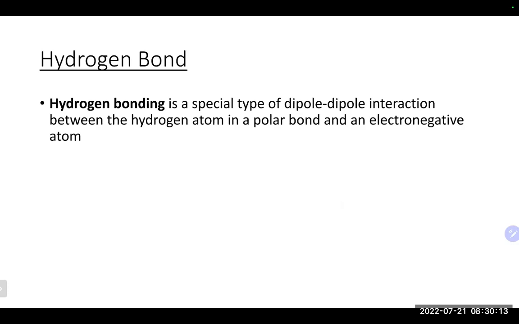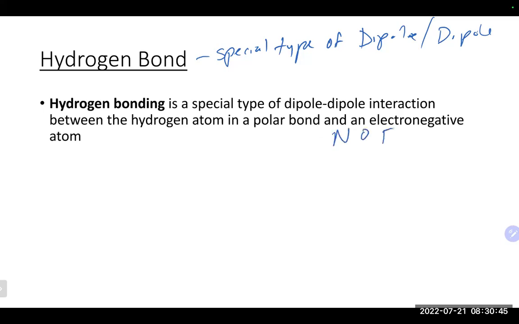Now, a special type of dipole-dipole interaction is what is known as hydrogen bonding. And hydrogen bonding, much like the name implies, is a type of bond that occurs between a hydrogen atom in a polar bond with an electronegative atom like nitrogen, oxygen, or fluorine.